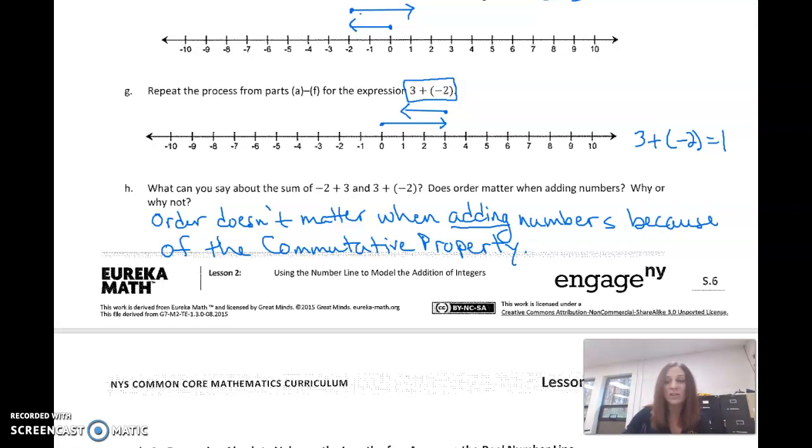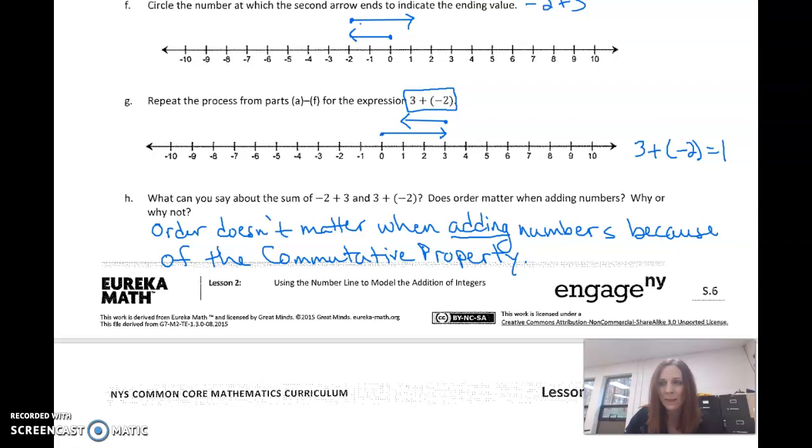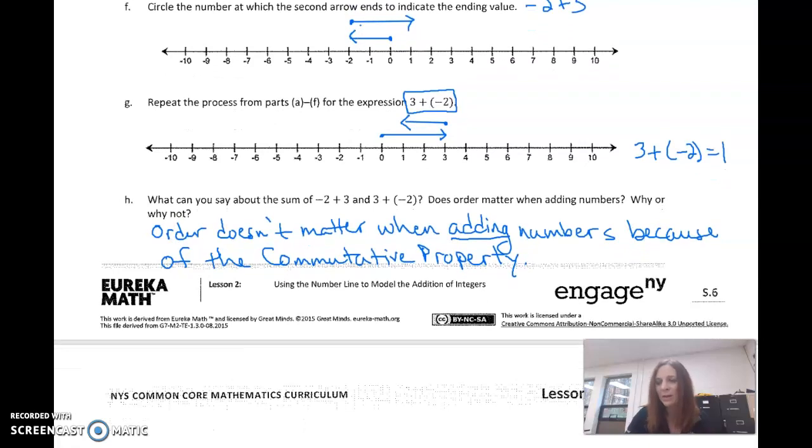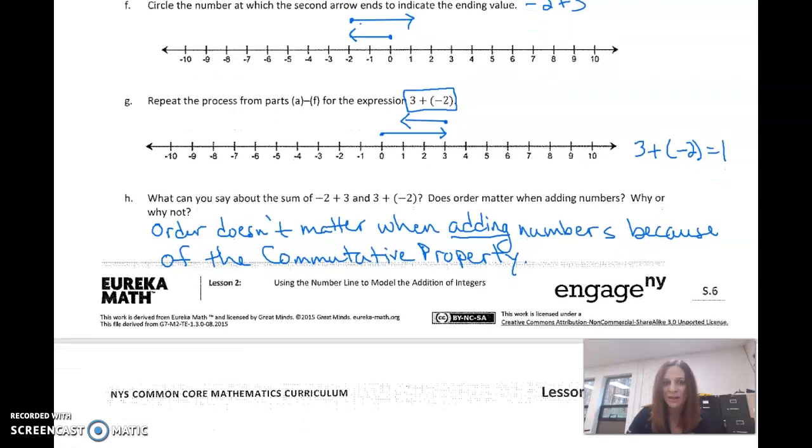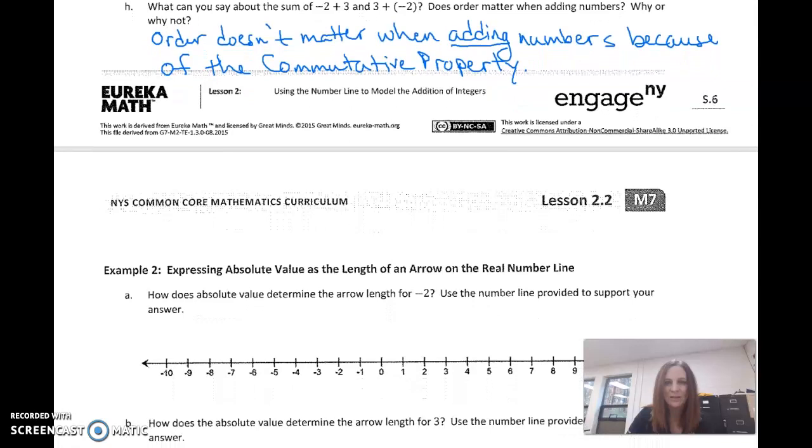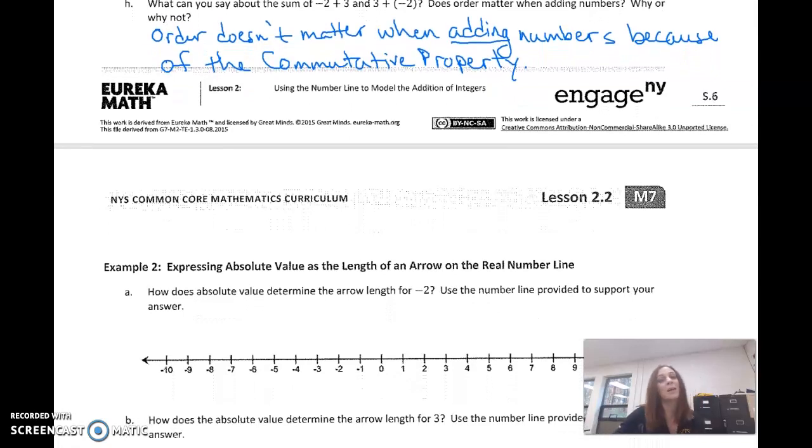All right, we are just going to do a couple more examples on our next page of notes here, and then I will be done with this video. And I'll stop there in case you're still writing: order doesn't matter when adding numbers because of the commutative property.